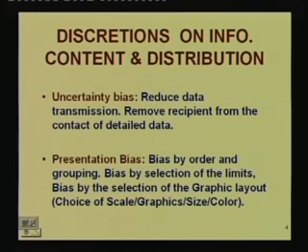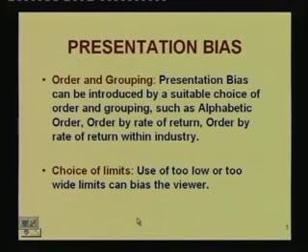Then the presentation bias. Presentation bias usually happens by order and grouping, by selection of the limits, and by selection of graphic layout, like choice of scale, graphics, size or color. So, all kinds are there. Let us see some of them. Sometimes, as an example, we can see that.